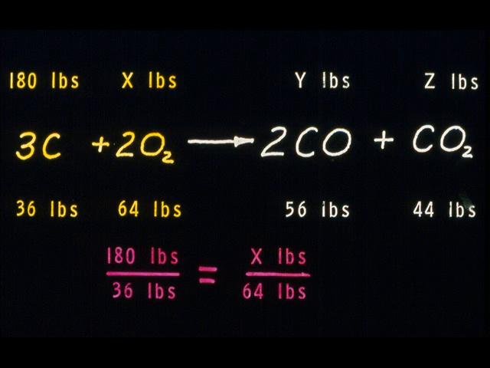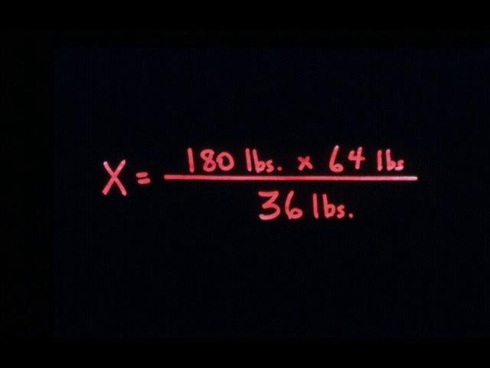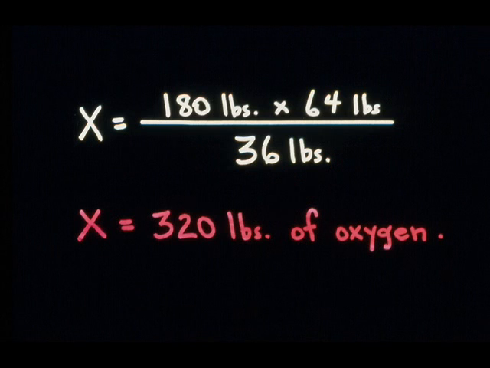So write out the equation in this form: 180 pounds divided by 36 pounds equals X pounds divided by 64 pounds. Now we can solve for X, or the actual weight of the amount of oxygen to burn the 180 pounds of carbon. By multiplying 180 pounds times 64 pounds and dividing by 36 pounds, this shows us that 320 pounds of oxygen would be required to burn 180 pounds of carbon to carbon monoxide and carbon dioxide.